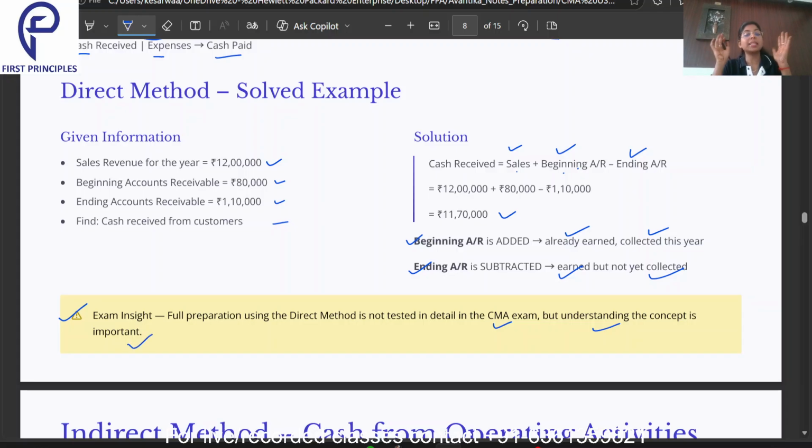It's important that we understand the concept irrespective of whether it is asked in the exam or not. Suppose tomorrow you appear for an interview for a role like bank reconciliation, and they ask you the difference between the direct method and the indirect method. We are not understanding these things just for passing the exam, because once you finish your CMA you move on to another job, and there is a high probability that they might ask some questions from here and there. So it's good to have good knowledge about these things.